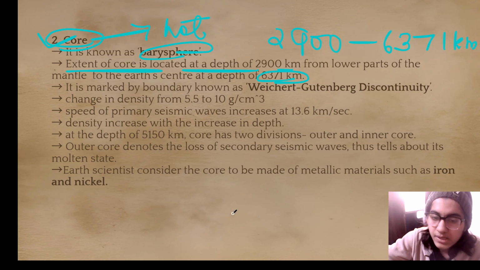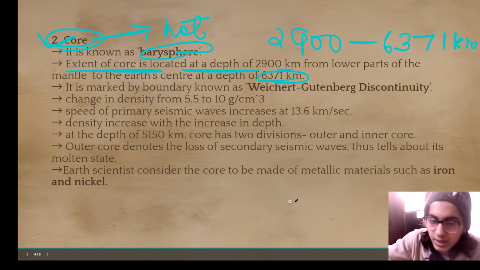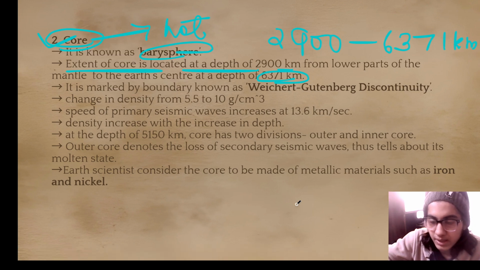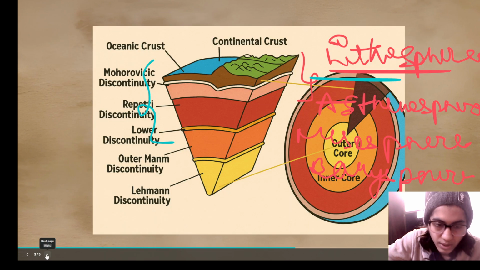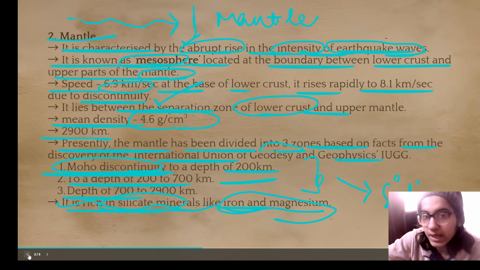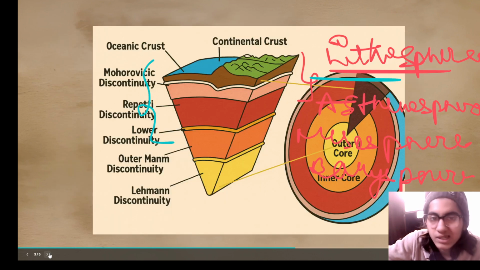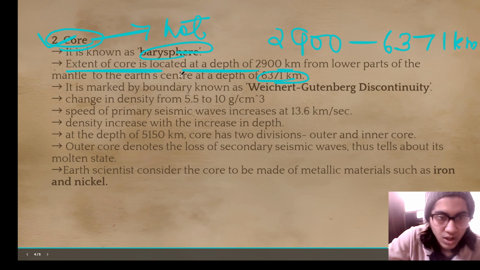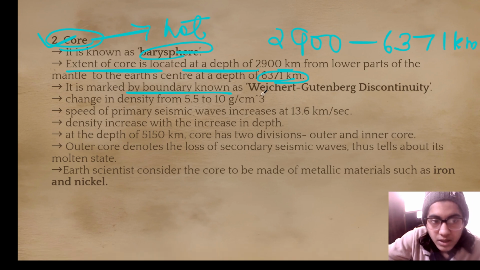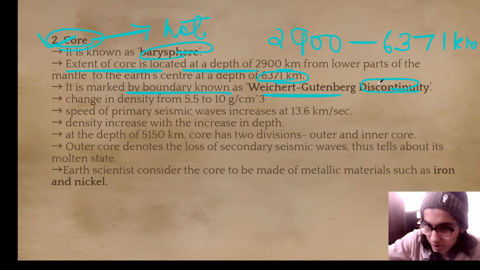So basically if you ask me which layer covers the most part of the Earth's internal structure, I would clearly tell you that it's the mantle. It covers almost 80% of the Earth's internal structure. Then we have the core. It is marked by a boundary known as the Richard Gutenberg discontinuity.